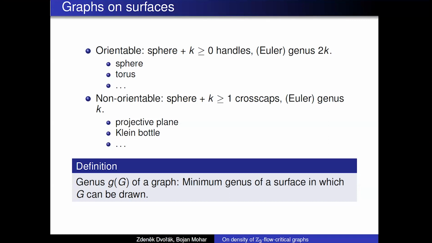And each of these surfaces is associated with genus, or more precisely, I will use the Euler genus, which is defined for the orientable surfaces as twice the number of handles that you added, and for non-orientable ones as just the number of cross caps that you added. And the reason why it is good to define it this way is that then it naturally fits into Euler's formula for the relationship between number of vertices, faces, and edges. And so throughout my talk, genus of a surface means the Euler genus, and we can use this to define the genus of a graph as the minimum genus of a surface in which I can draw my graph without any crossings.